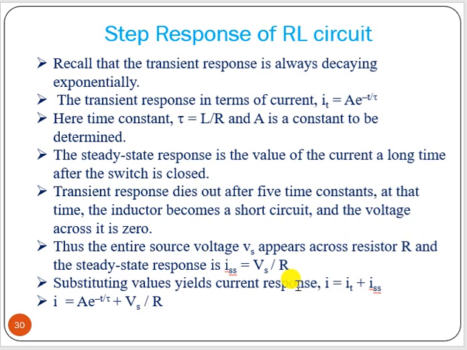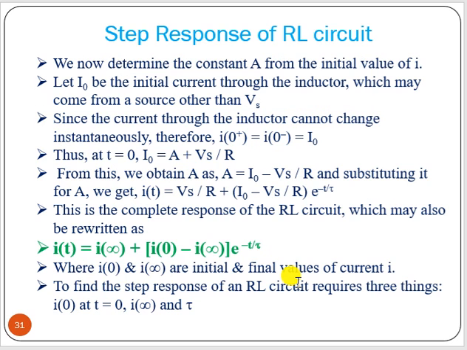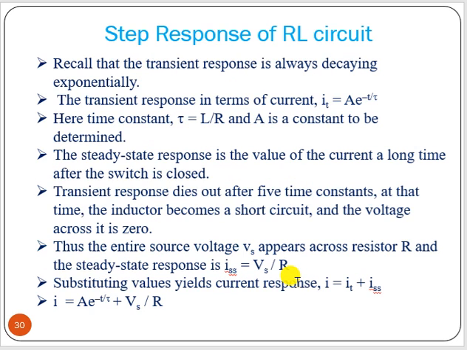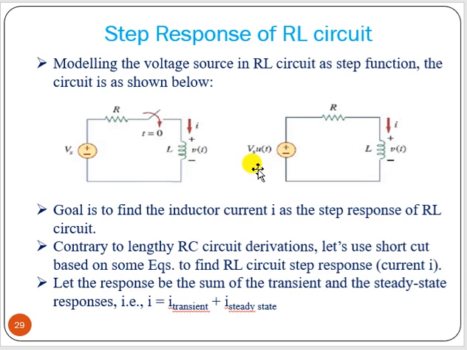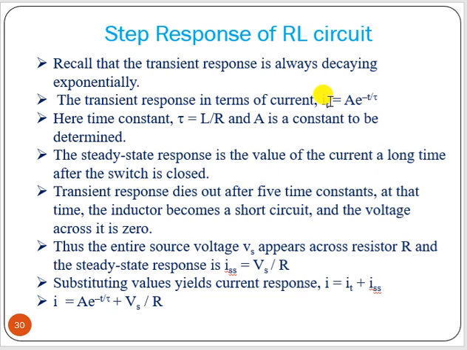Steady state means when it reaches its maximum or minimum and it is stable, that is not changing. Transient means it is a changing part, where it changes before reaching its constant value. Now recall that the transient response is always decaying exponentially. It is your natural response. So the transient response we can write as A e to the minus t by tau. Tau is L by R. A is a constant to be determined from the initial conditions.